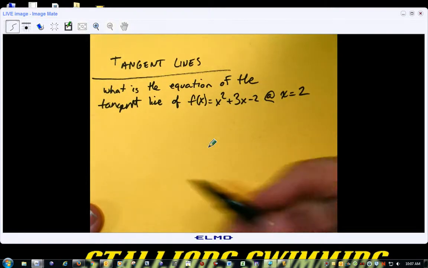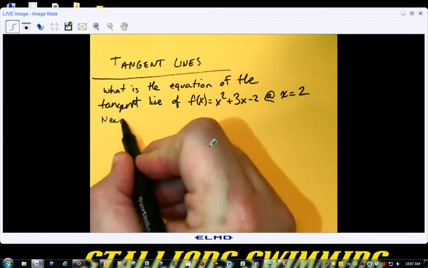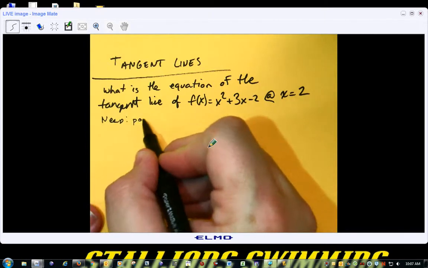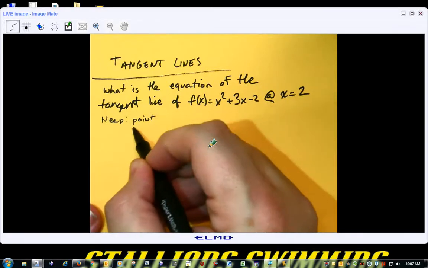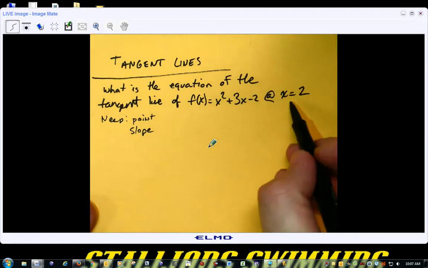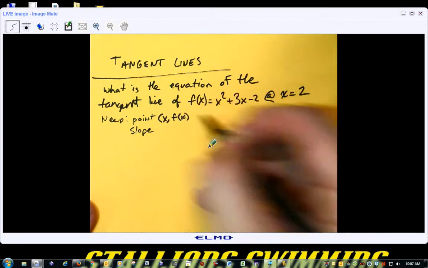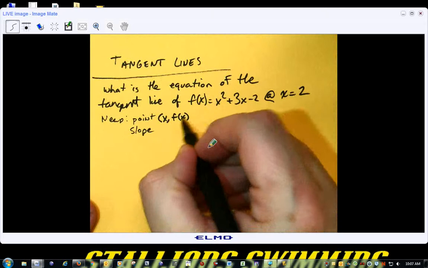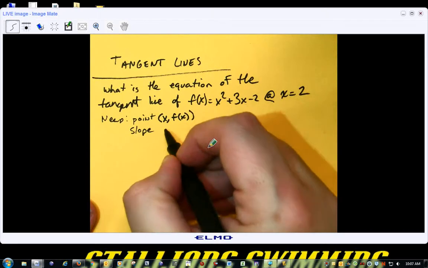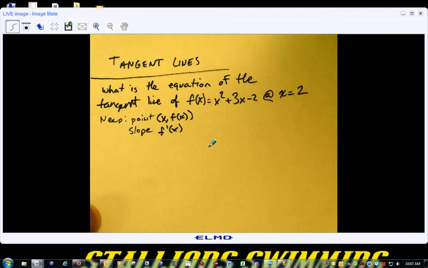So now I need a point, and I need a slope. So I need a point and a slope. Now the point has to be x comma f of x, and my slope is going to be f prime at x. Those are the two things that we need. So do I have any of these yet?